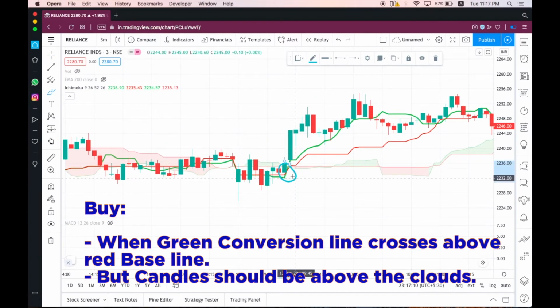To put it in simple words, go long or buy when the green conversion line crosses above the red baseline, if and only if the price action is above the clouds.